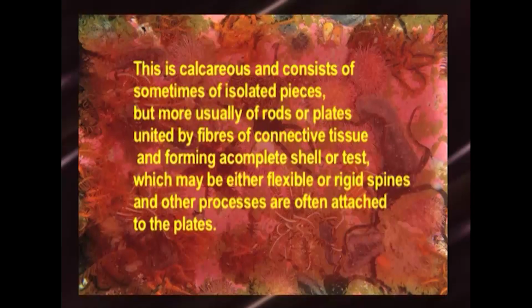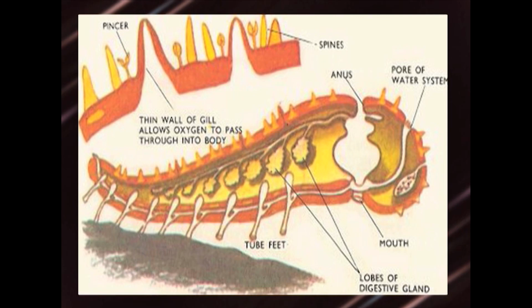In nearly all the echinoderms, there is a dermal skeleton. This is calcareous and consists sometimes of isolated pieces, but more usually of rods or plates, united by fibers of connective tissue and forming a complete shell or test, which may be either flexible or rigid. Spines and other processes are often attached to the plates. When examined microscopically, each part of the skeleton is found to be formed of a network of calcareous rods with jelly-like substance in the spaces of the network.